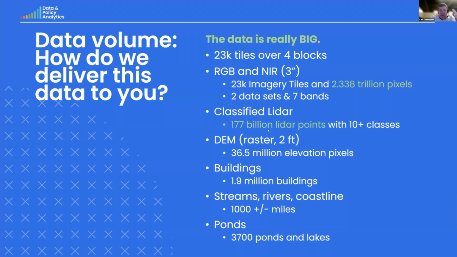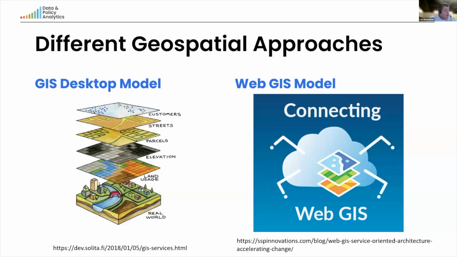And just a reminder, this data is really, really huge, okay? So we have 2.3 trillion, that's a trillion with a T, pixels. We have 177 billion LiDAR points. The raster, which is your DEM, will have 36 million elevation points and 1.9 million buildings. So these are really massive data sets, and how do we deliver them to you? So the old model would have been that you would have gotten a big drive and you would stick that in your desktop. And if you're lucky, it all fit on the hard drive. And if you weren't lucky, then you'd have multiple hard drives and you'd switch back and forth.